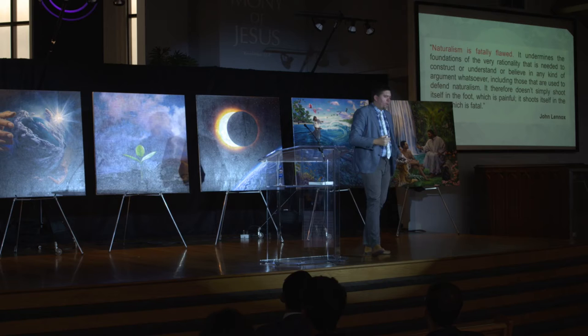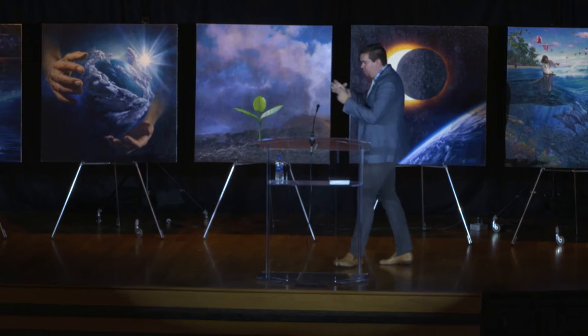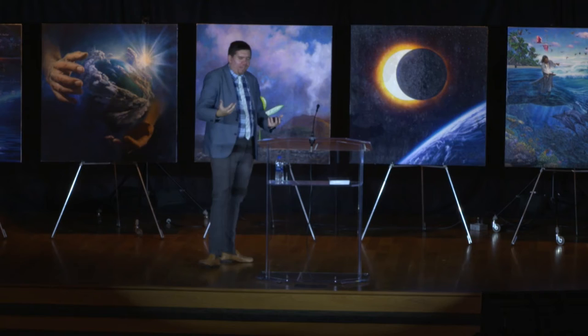He says, naturalism is fatally flawed. Naturalism, the view that there is no God, that the mind was simply the end product of some natural series of reactions. He says it's fatally flawed. Why? Because it undermines the foundations of the very rationality that is needed to construct or understand or believe in any kind of argument whatsoever, including those to defend naturalism. Naturalism gives no account for why we can trust our minds. It undermines itself. He concludes, therefore, it doesn't simply shoot itself in the foot, which is painful. It shoots itself in the brain, which is fatal. Lennox is pointing out that in your worldview, you need to give an account for the mind. And if you're not able to do that, then your worldview defeats itself.